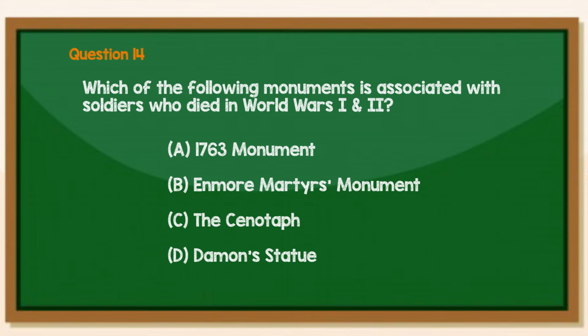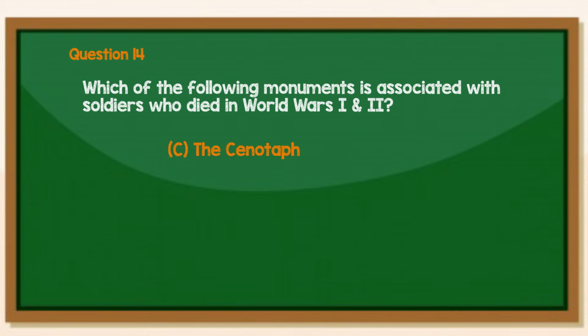Which of the following monuments is associated with soldiers who died in World Wars I and II? A. 1763. B. Enmore Martyrs Monument. C. The Cenotaph. And D. Damon's Statue. The answer is C. The Cenotaph. The cenotaph was erected as a memorial for soldiers who died in World Wars I and II.